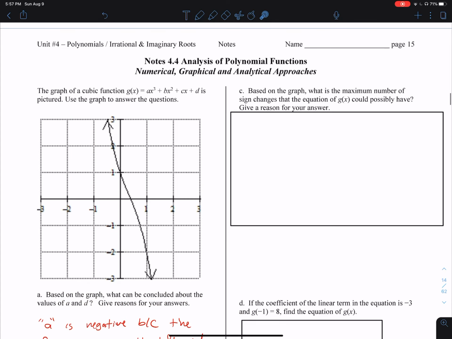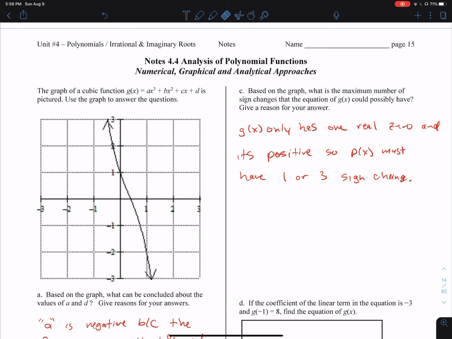Based on the graph, what's the maximum number of sign changes that the equation could have? Well, g of x has only one real zero, and it's positive. So since we've already established that the multiplicity of that is 1 or 3, that means there could be 1 or 3 sign changes. G of x only has one real zero, and it's positive, so P of x must have 1 or 3 sign changes, depending on the multiplicity.